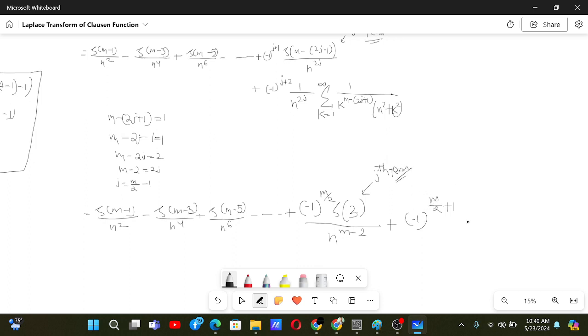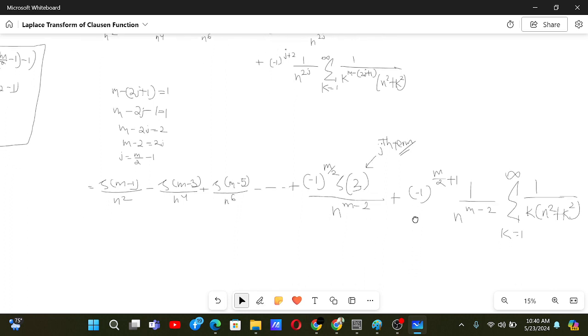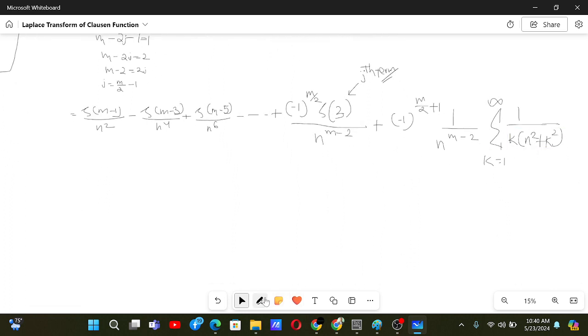Now there's this plus one term, which is now 1 by n to the power j, where j is m by 2 minus 1. So this is just m minus 2. And the sum goes from k equals 1 to infinity. Again, this is just 1 now, so 1 by k times n square plus k square. Yes. Now we are very close to finding the answer. Just that we don't know the last sum again. We need to find the last sum, except that the others can be evaluated easily.